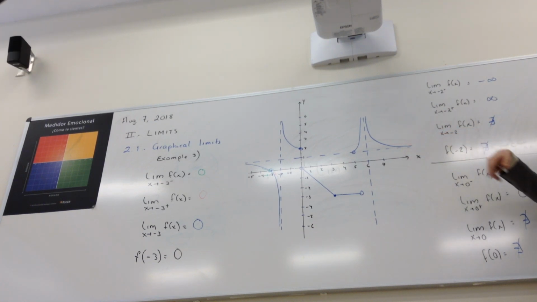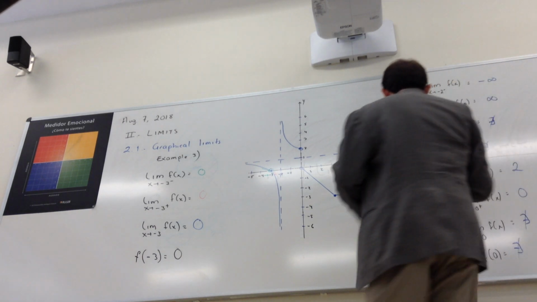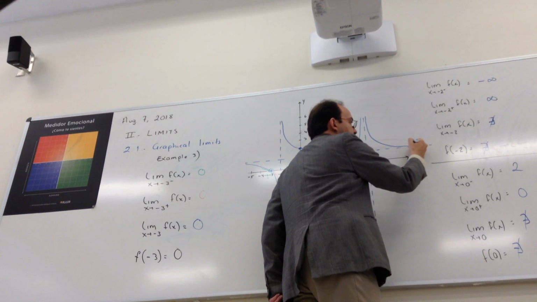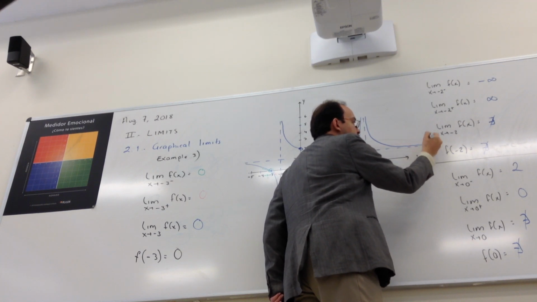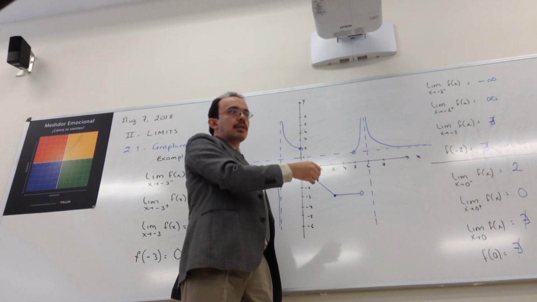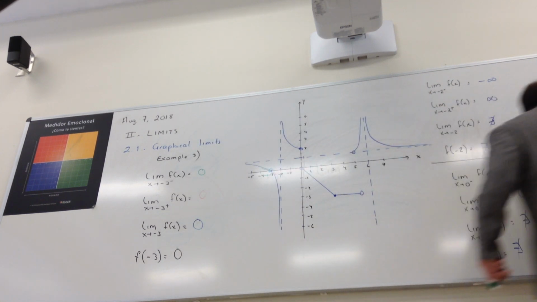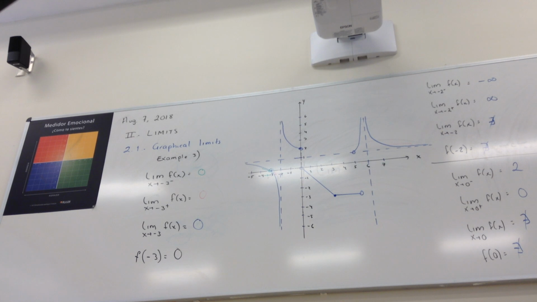It approaches what? 1. Why? Because there is an asymptote. Very good. If I keep increasing the value of x, there's still an asymptote, and the graph is going to get very close to that asymptote without crossing it. And the value of the asymptote in this case is 1. So the answer for this is 1.